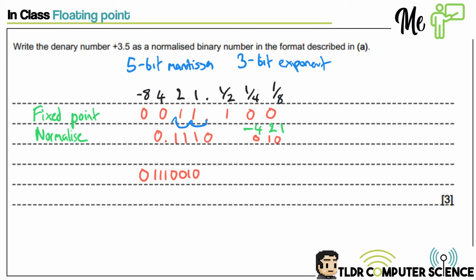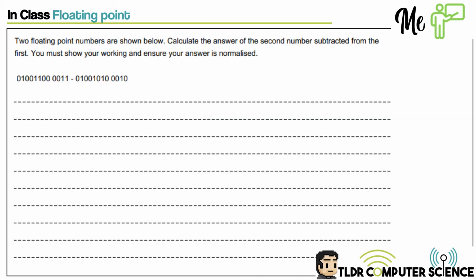Good. Let's discuss the strategy we're going to use. We've got 2 floating point numbers, and we will add them. To do a subtraction, you could say this plus the negative version of that.